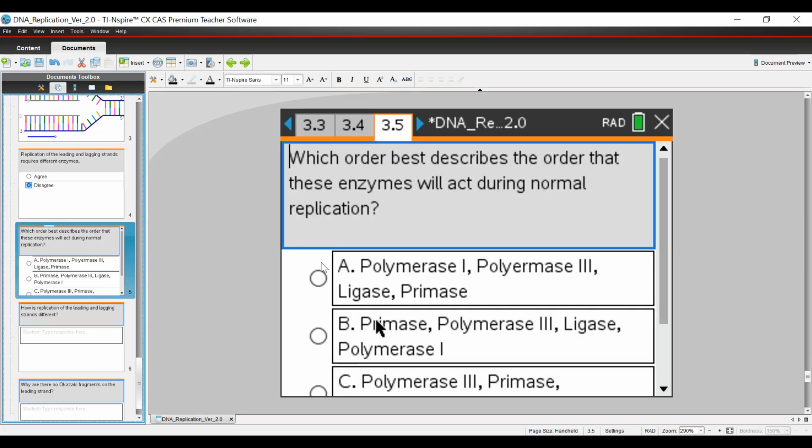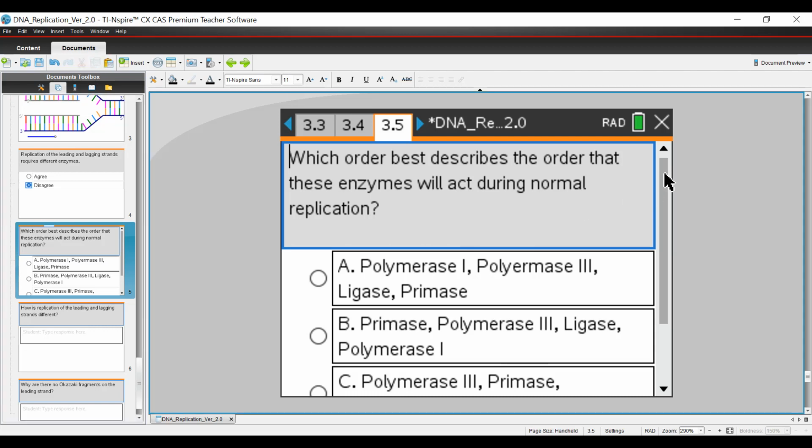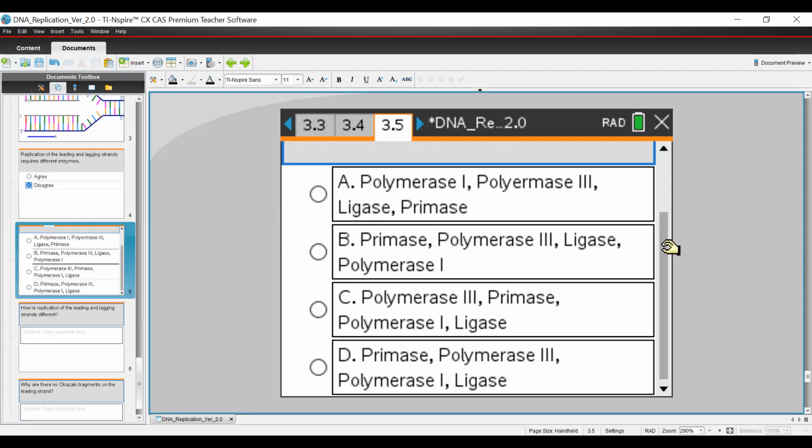But those enzymes I just mentioned are also used in the leading strand, just not as often. Okay, 3.5, which order best describes the order that these enzymes will act during normal replication? So let's see, we got to start. We remember what we said. We cannot replicate DNA without a primer. And which of these enzymes adds the primer? Well, it's primase. So you can't start doing anything without primase. So that rules out A, and it rules out C. We're left with B and D.